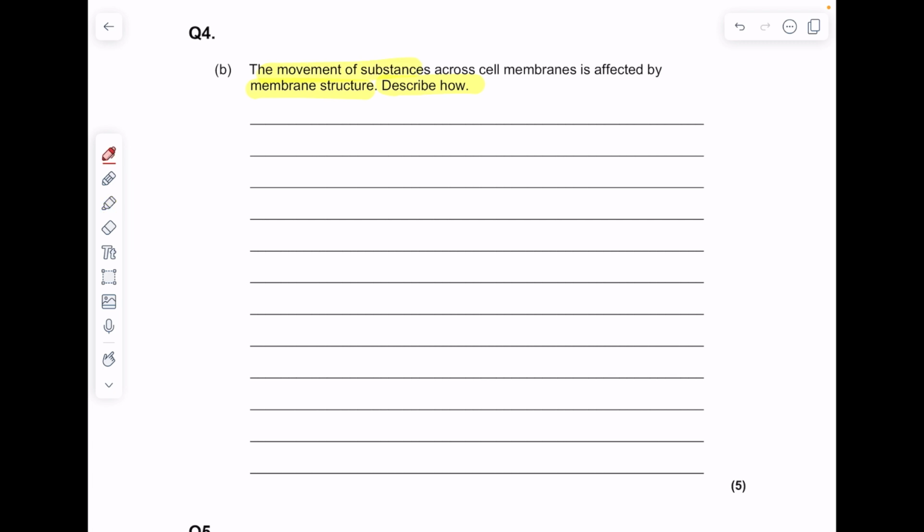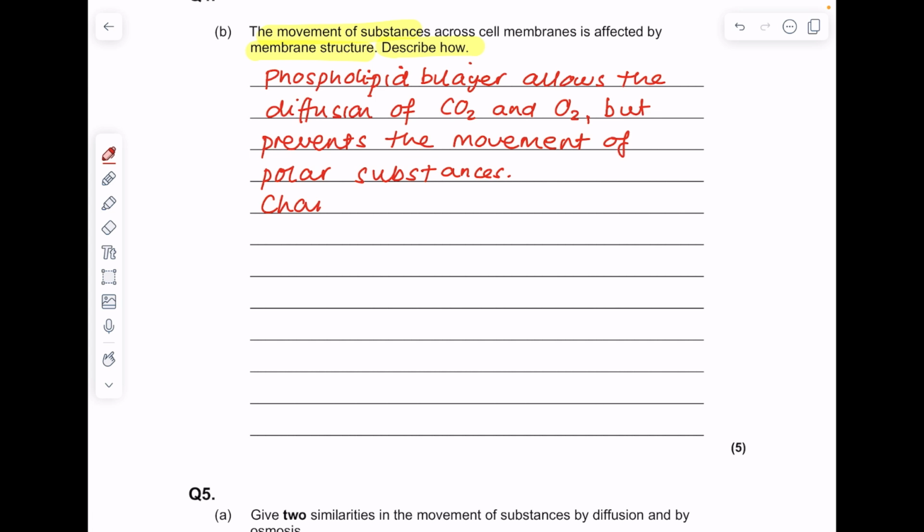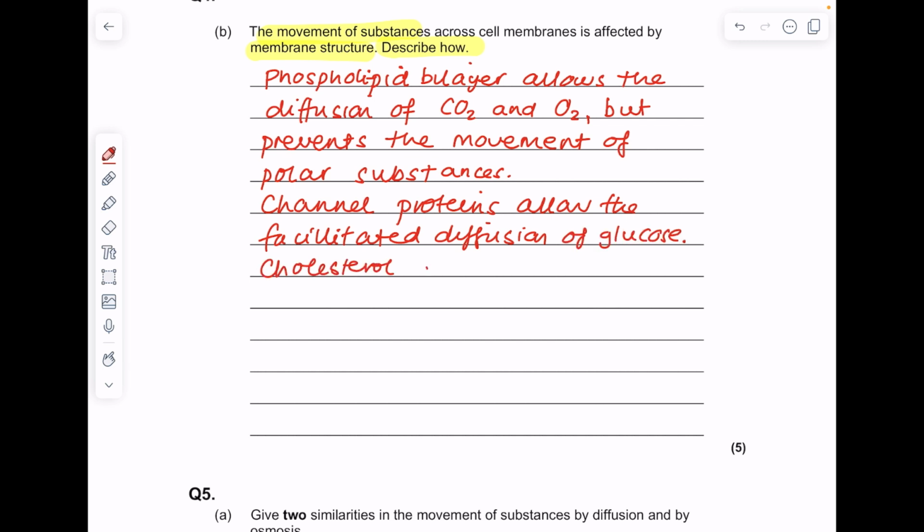The movement of substances across cell membranes is affected by membrane structure. Describe how. So we're going to talk about the different components of the cell membrane and then describe which substances can move across. So the phospholipid bilayer allows the diffusion of, what did we say, carbon dioxide and oxygen, but prevents the movement of polar substances. We're going to say that channel proteins allow the facilitated diffusion of, what substance did I mention? It was glucose. So you do need to be quite in depth here with your knowledge. You can even point out that cholesterol affects the fluidity of the membrane and therefore the processes of exocytosis and endocytosis.